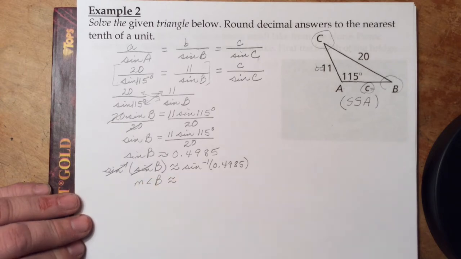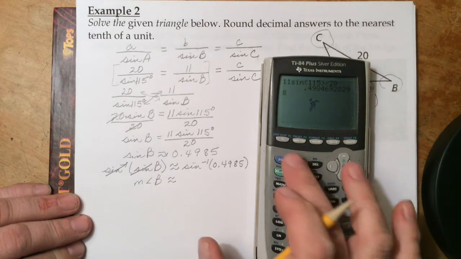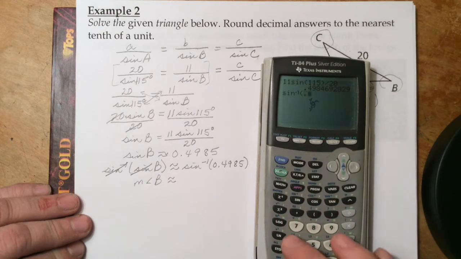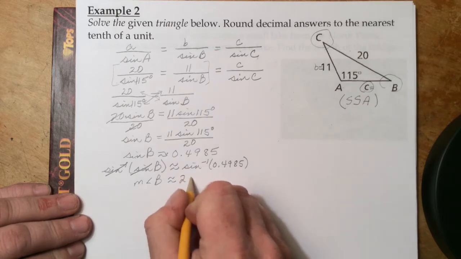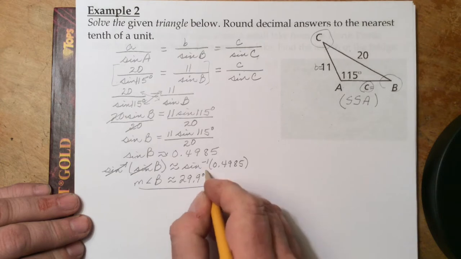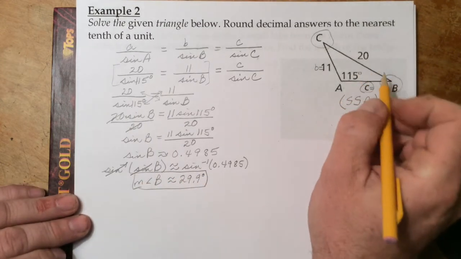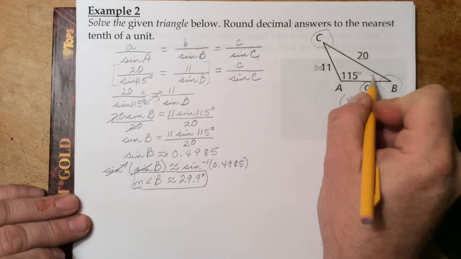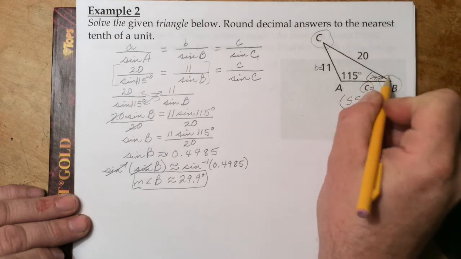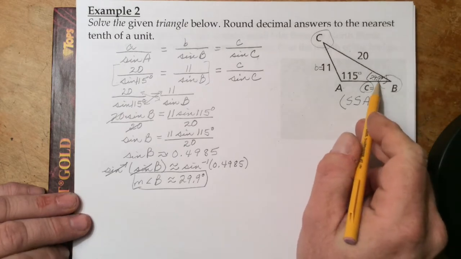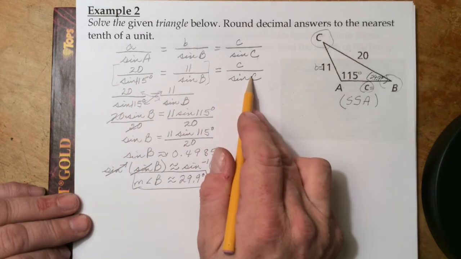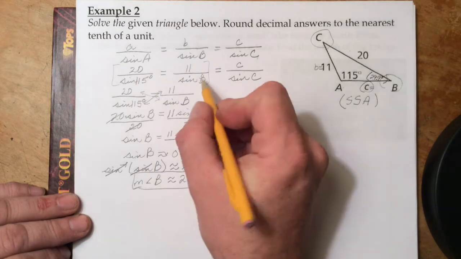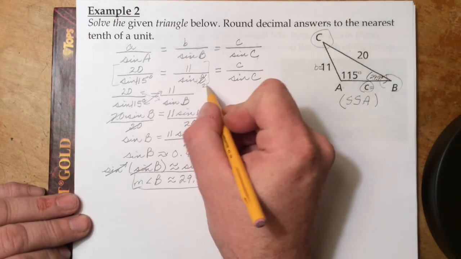On the right side, in our calculator, we put in arc sine 0.4985, and we get approximately, rounding to the tenths place, 29.9 degrees. This is one of our answers. Come over to your drawing, put 29.9 degrees into angle B. I'll put parentheses around them to show that these are new values that we found. Also, come up here to your law of sines and replace the angle B with 29.9 degrees.